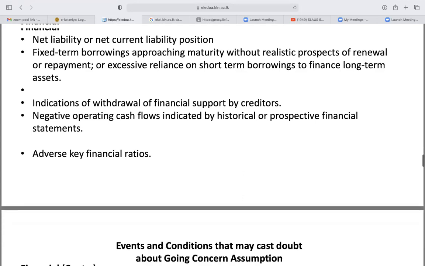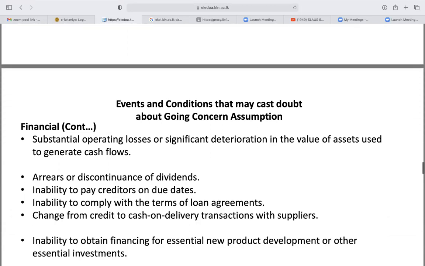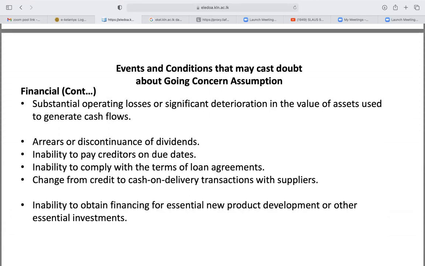So those are the financial figures. So we have another few financial events and conditions: substantial operating losses, dividends in arrears or discontinued, inability to pay creditors on due dates, inability to comply with the terms of loan agreements, inability to obtain financing for essential new product development or other essential investments. So this is happening in Sri Lanka also.